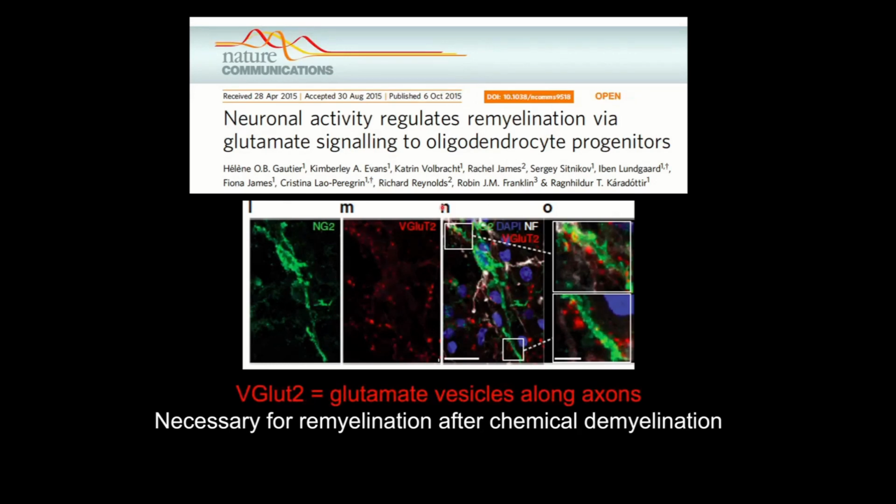So suggesting that a really cool thing that's happening in the central nervous system along axons is that axons are releasing their glutamate. The OPCs are listening into that signal, and when they get the right signal, the OPCs then can differentiate into oligodendrocytes and myelinate those axons.